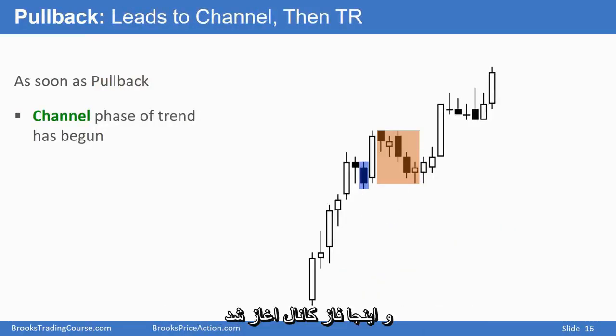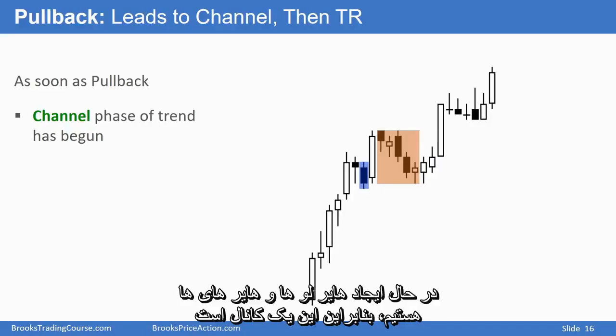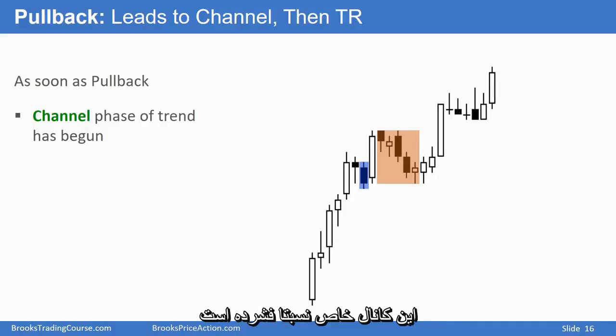And here, the channel phase begun. We pulled back again, a double bottom, a higher low double bottom, but we're making higher lows and higher highs, so it's a channel. And this particular channel is fairly tight.